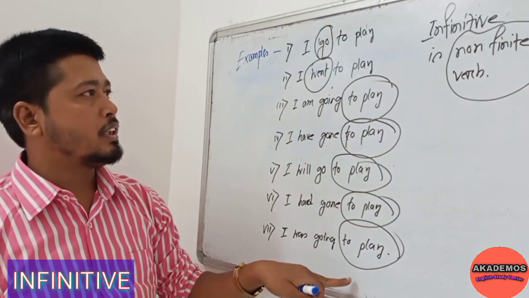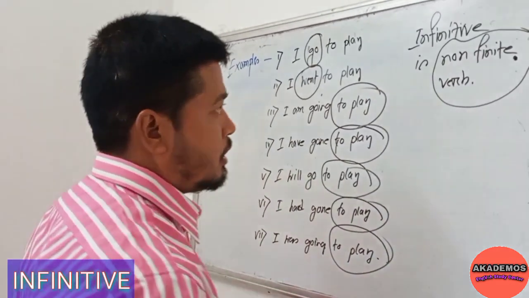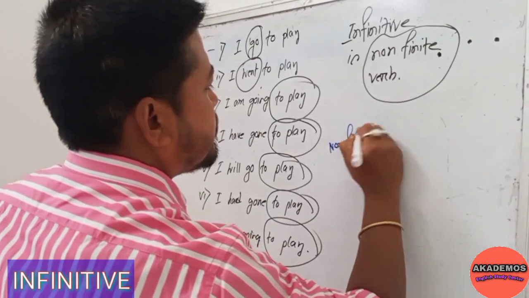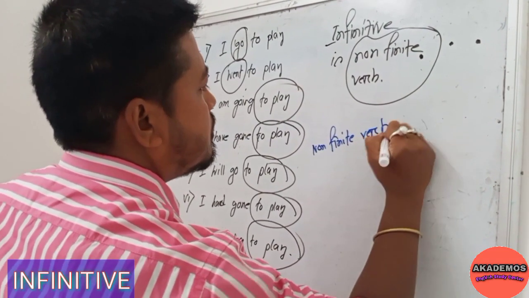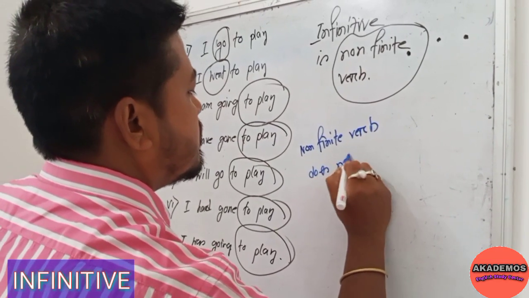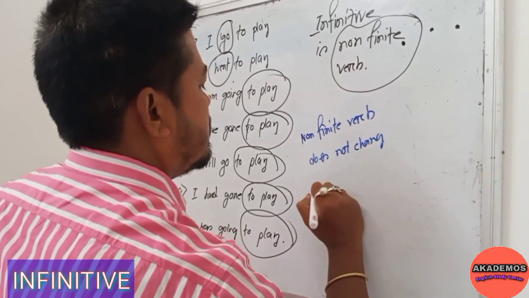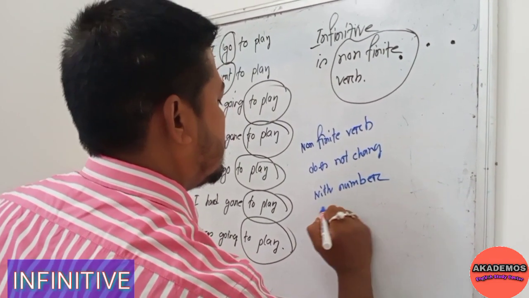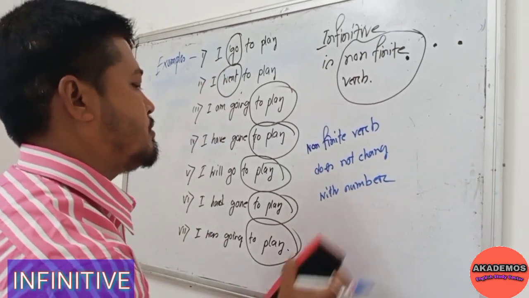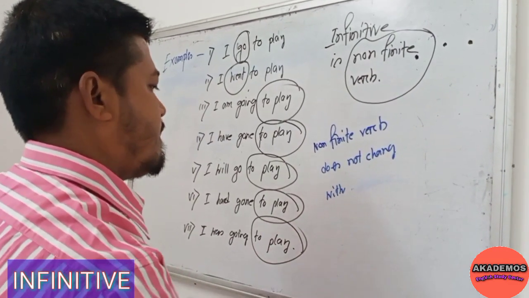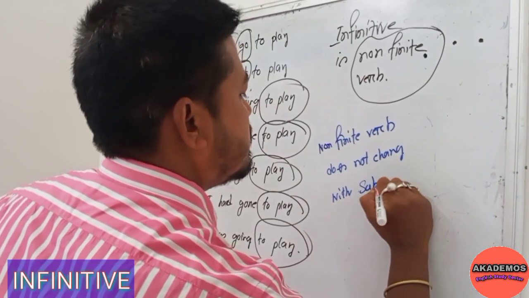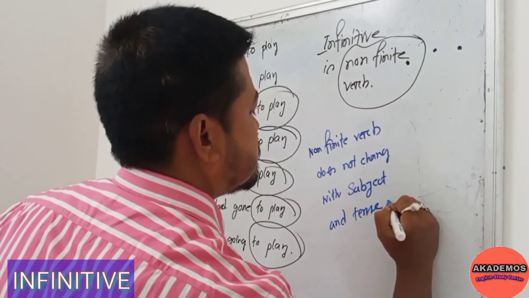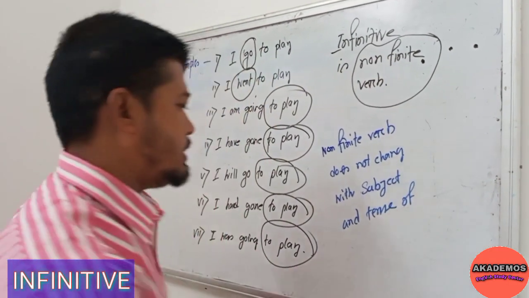This is the definition of non-finite verb. A non-finite verb does not change with number, with subject and tense of the verb. Here, "to play" in the simple present tense, I go to play, means I go. But in the simple past, go changed into went.